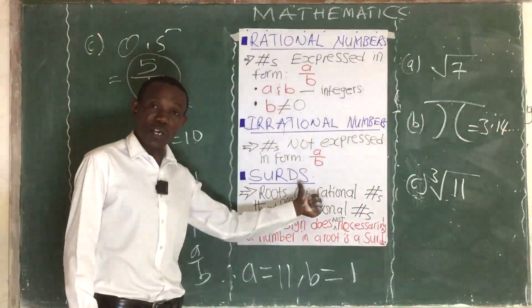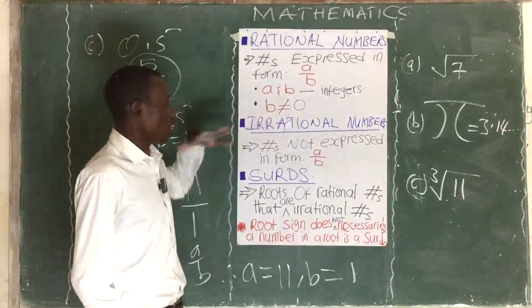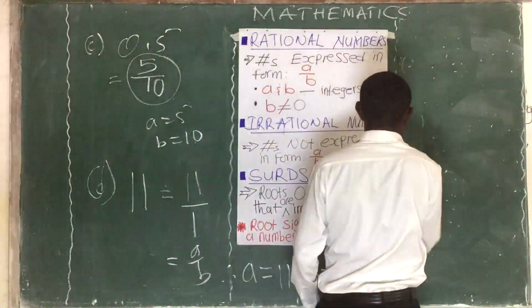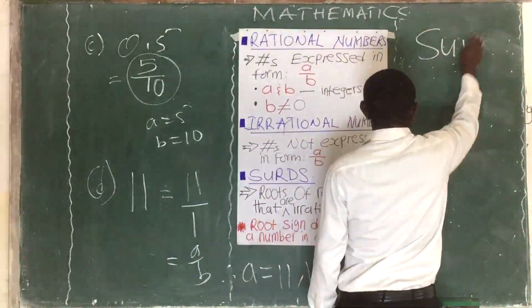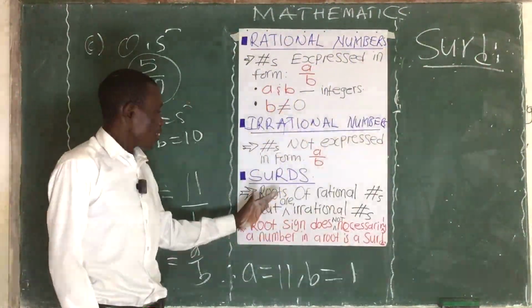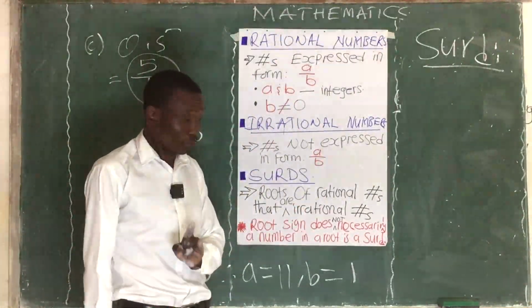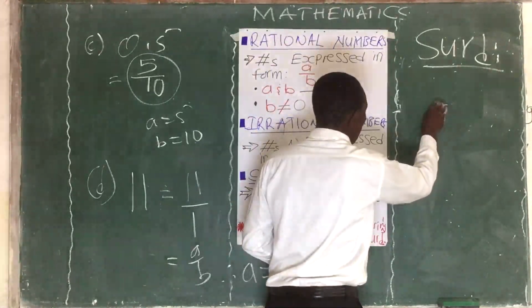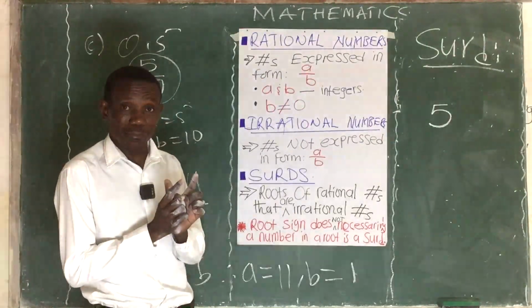Now let us get ourselves into surds. Having understood what rational and irrational numbers are, it will not be difficult for us to know what surds are. When we talk of a surd, these are just roots of rational numbers. For example, look at this one. I have, say, a 5. We know that 5 is a rational number.